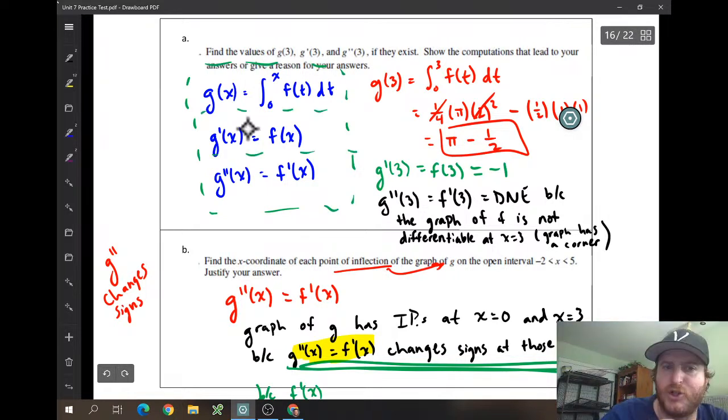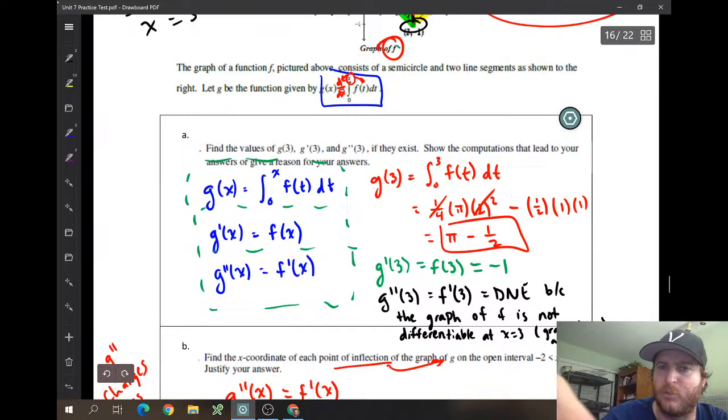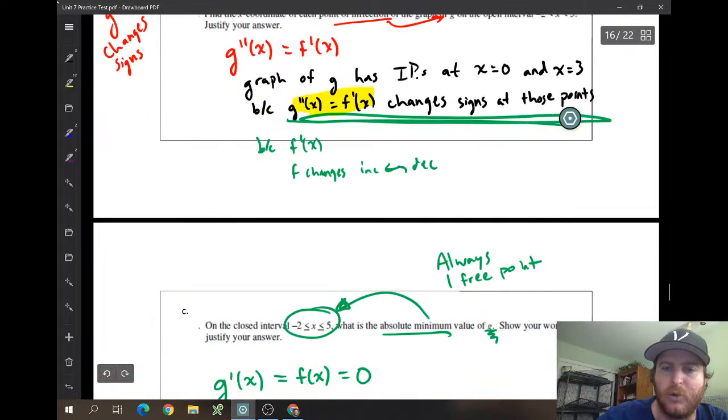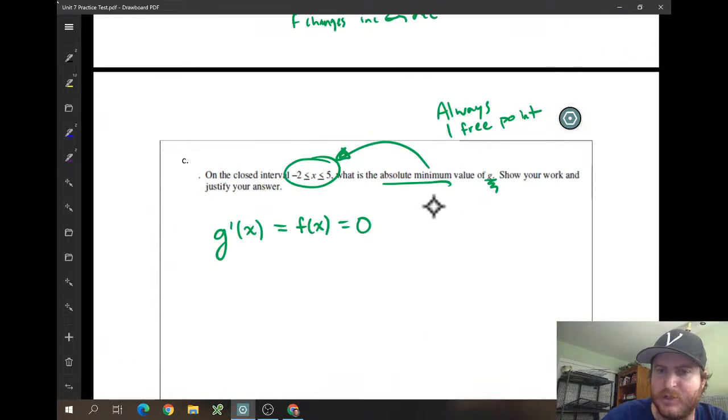Right? We want to set g prime back to f because, like I said, we were given the graph of f. So whenever we have maximums and minimums, we set g prime of x equal to 0, but g prime of x equals f of x, so f of x equals 0. That right there is probably 1 point on the AP exam.